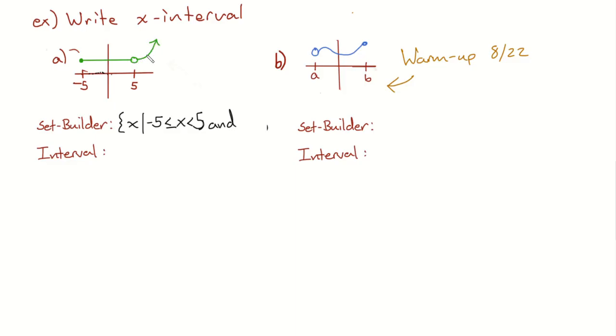What is this part of the graph? X is what? Is it stuck between values? Is it just one constraint? X is greater than 5. This was a much harder problem than we did yesterday, and that's okay.